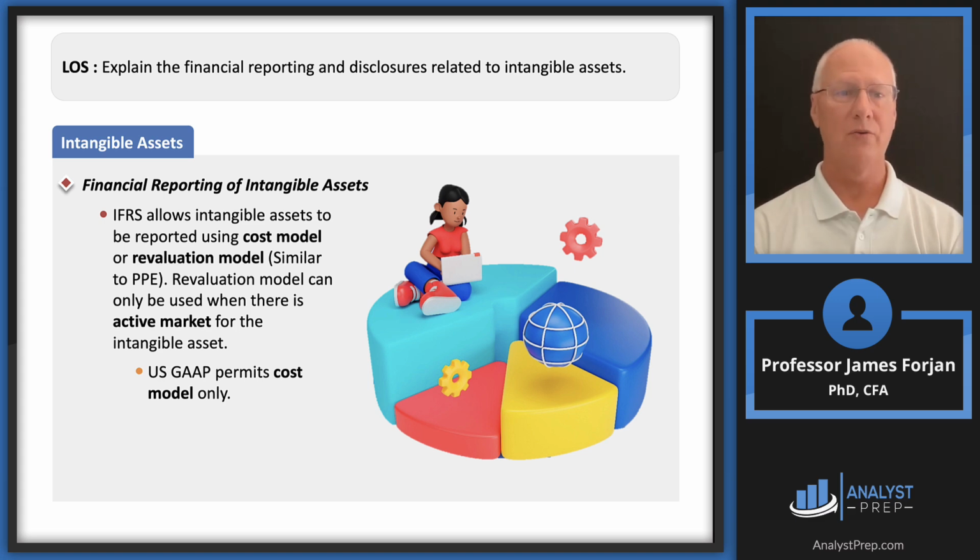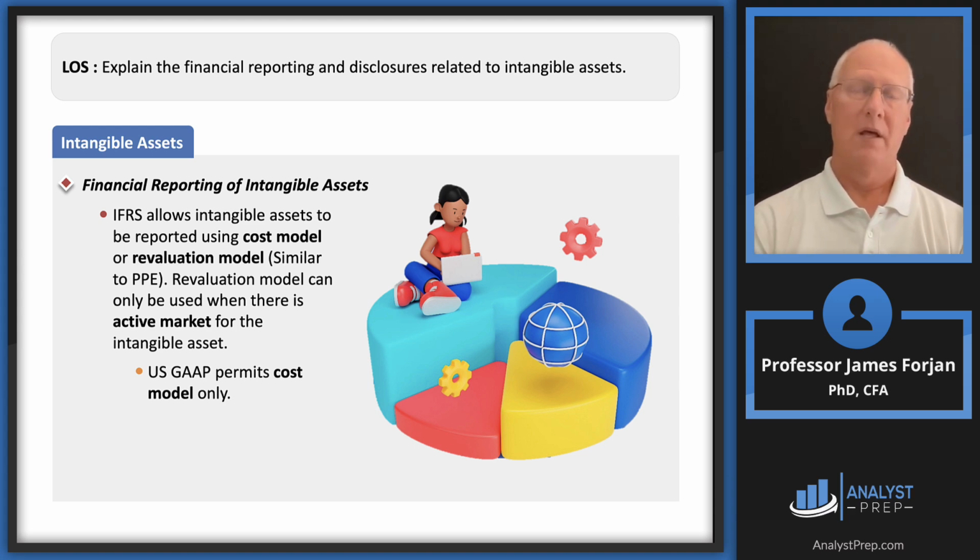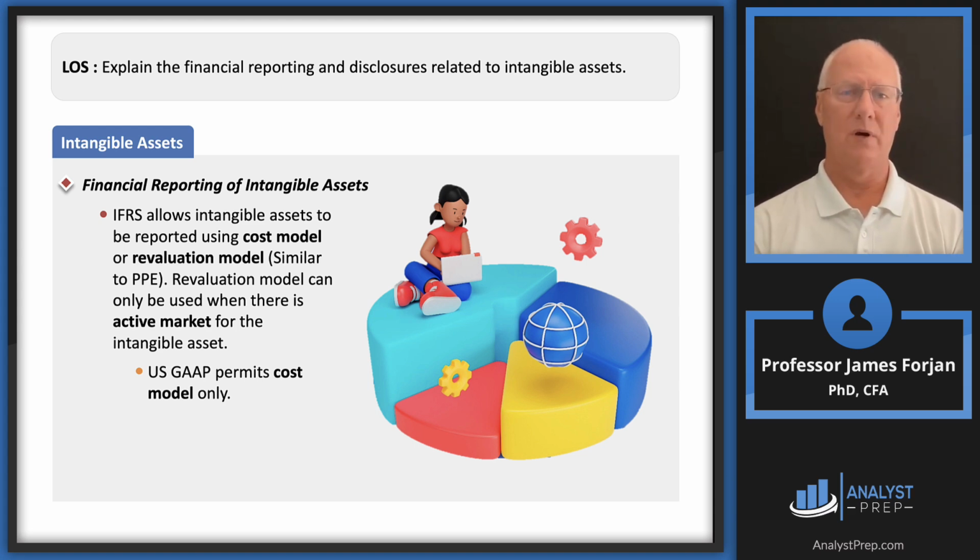But we can also use this revaluation model, and this is only appropriate. And by the way, only the international group allows this. There has to be an active market for the intangible asset. So the Institute doesn't do a really thorough job of telling you what is an active market versus an inactive market. So you probably don't have to worry about something like, oh, this patent has changed hands 27 times over the last year.